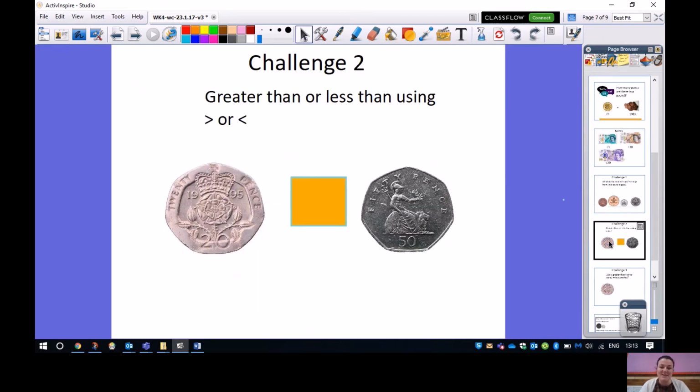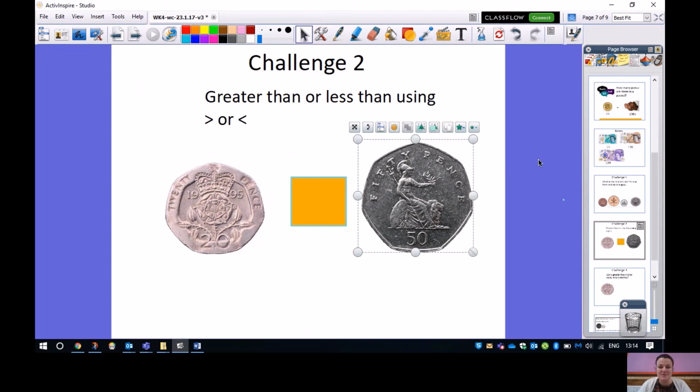So, greater than or less than? Which one is worth more money? Is 20p worth more money, or is 50p worth more money? Which one is worth the most amount of money? Which one would you rather be given? Again, if you've got an adult that you can talk to, now is a good time. You may like to pause this video.